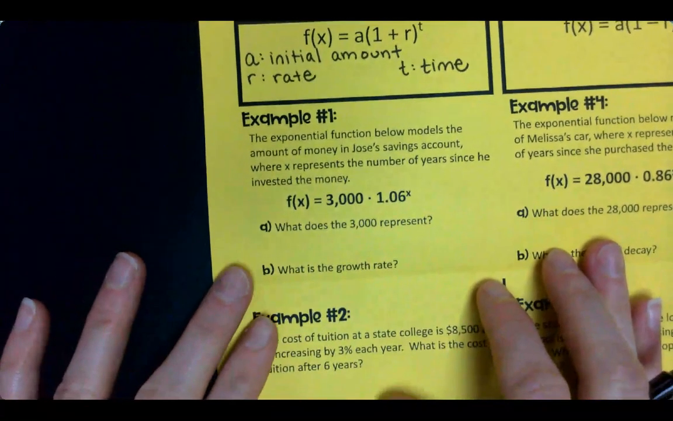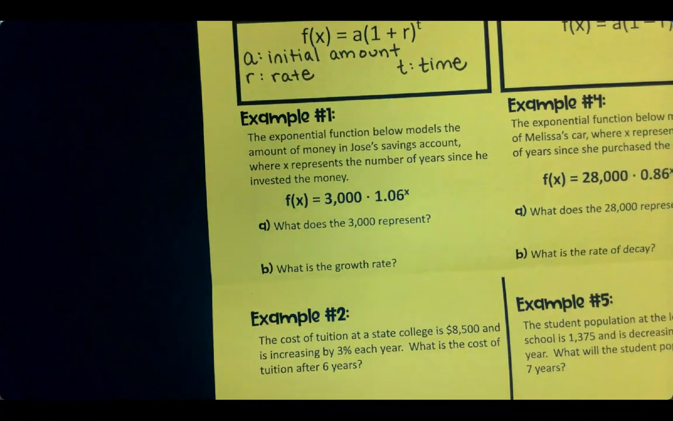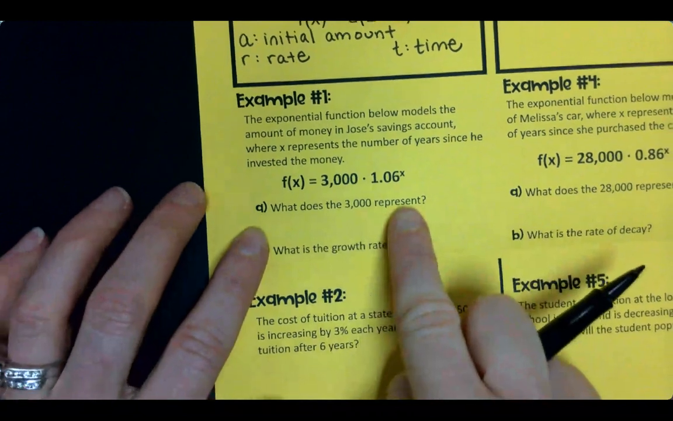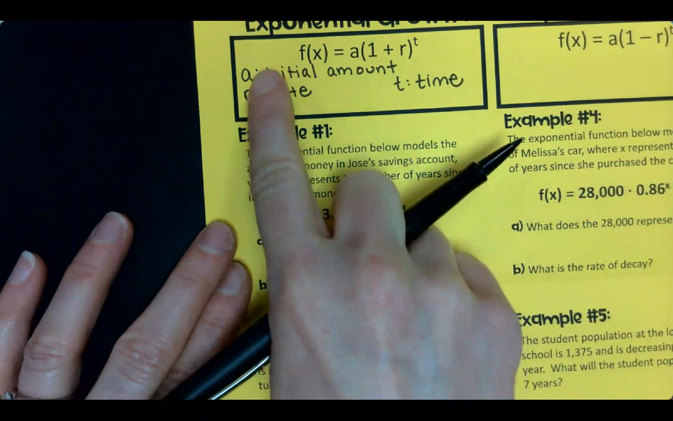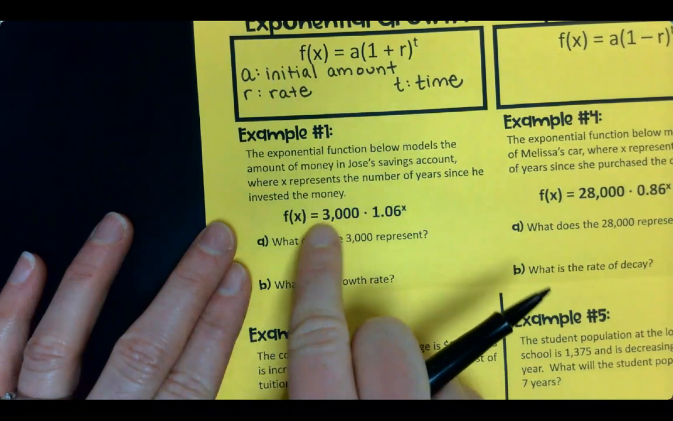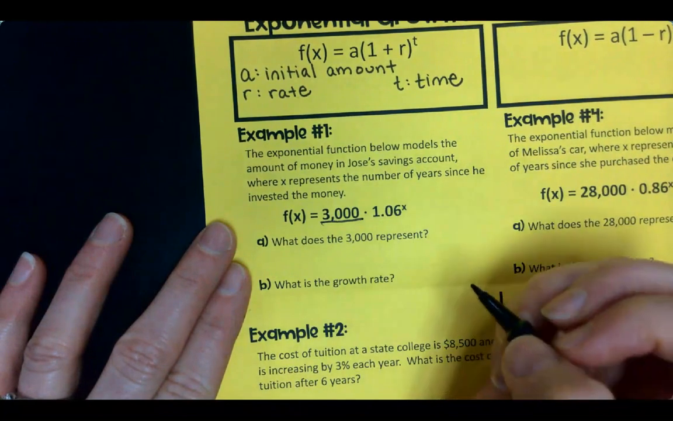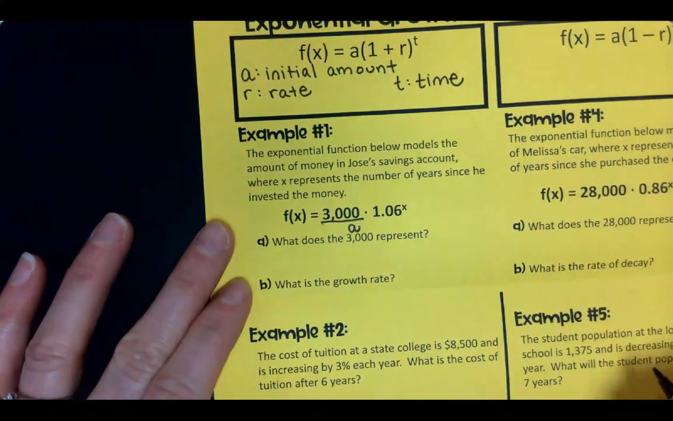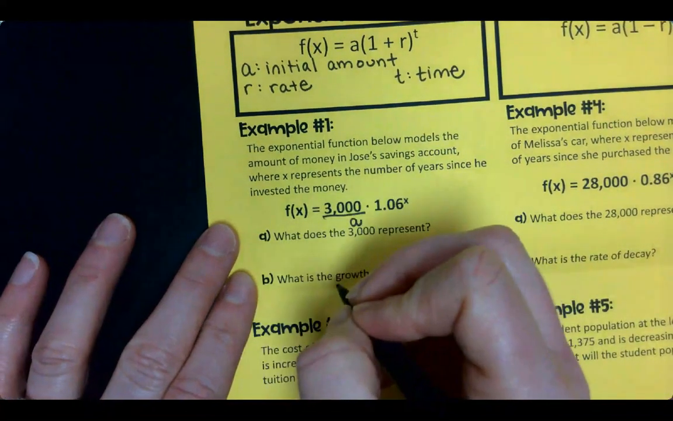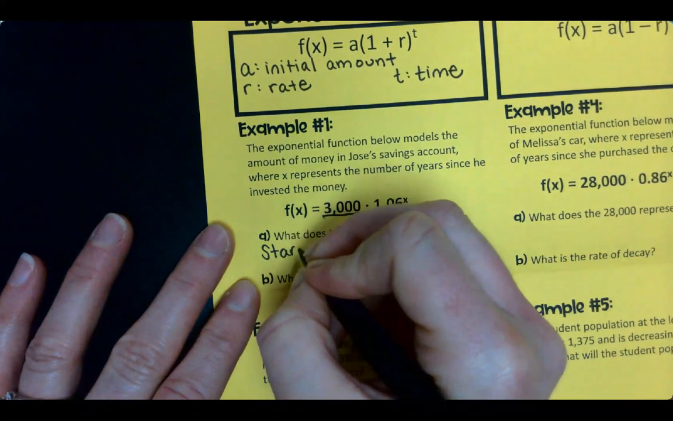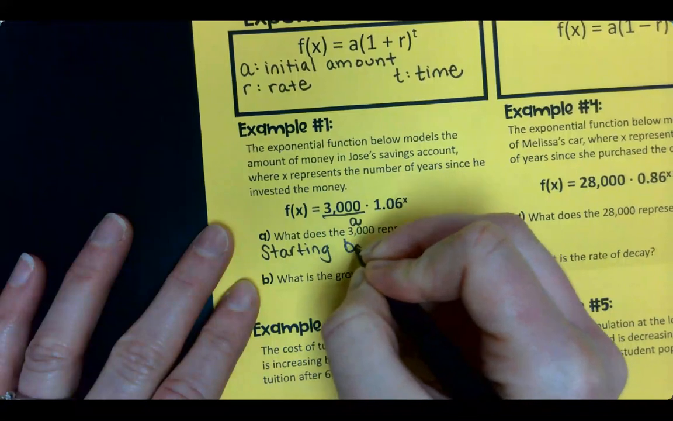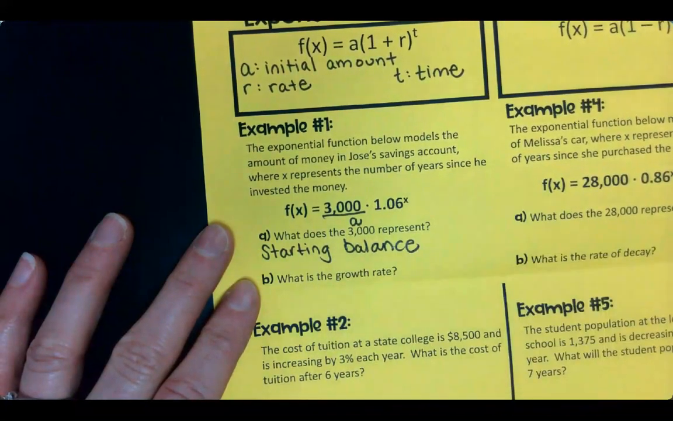Okay, so we're going to look at a couple of examples. Example 1, the exponential function below models the amount of money in Jose's savings account where x represents the number of years since he invested the money. So what does 3,000 represent? If we look at our function, a is the initial amount. So right here is your initial amount. That's your a, or we could write it as starting balance. So Jose started his account with $3,000, starting balance or initial amount.